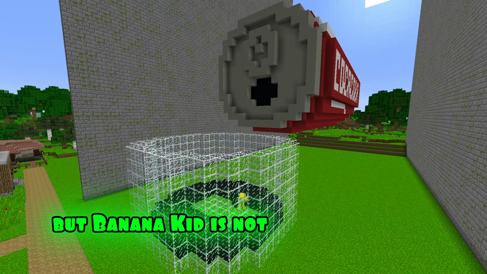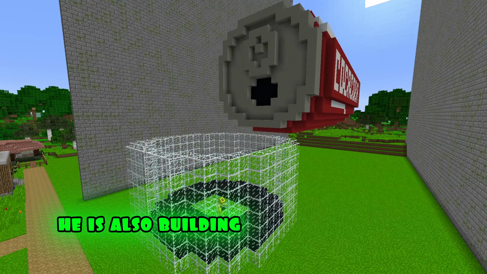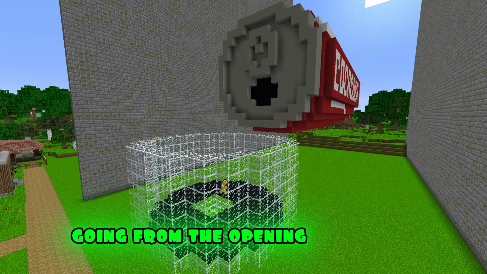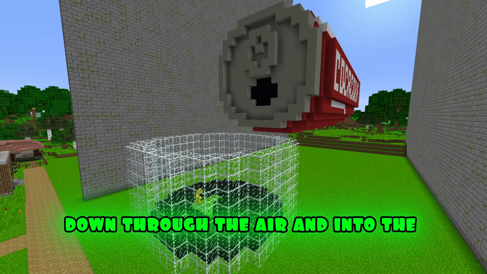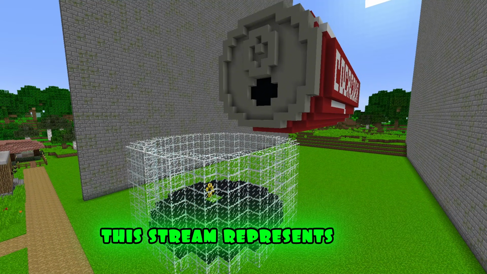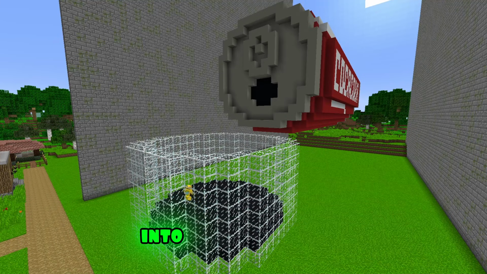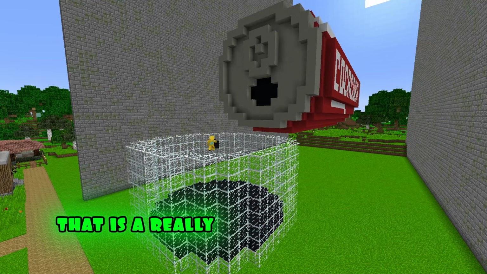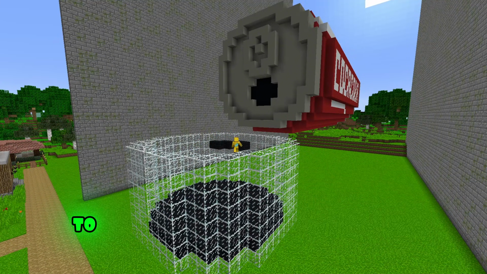But Banana Kid is not just filling the glass. He is also building a stream of black wool going from the opening of the can down through the air and into the top of the glass. This stream represents cola being poured from the tipped can into the glass below. That is a really creative detail that adds so much to the build.